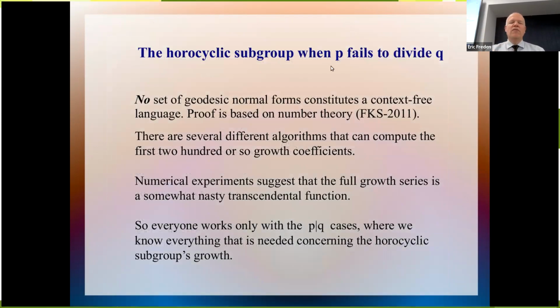All right, so when the fibers in my picture, the horse subgroup, when P divides Q, we figure them all out. They all have rational growth. We have formulas for them, no problem. What about when P fails to divide Q, like BS(2,3)? In BS(2,3), P is 2 and Q is 3. We proved in our paper that there is no set of geodesics that form a context-free language. Can't be done.